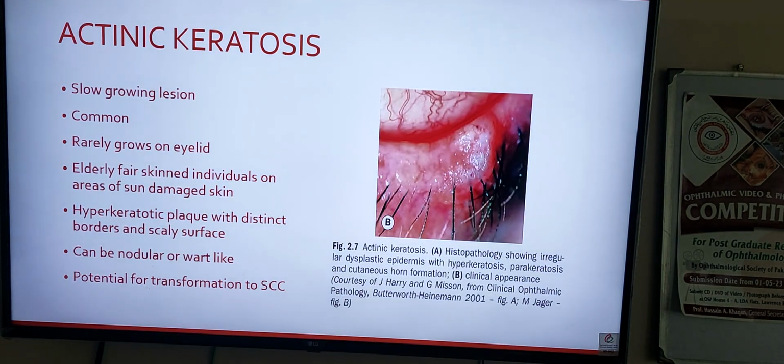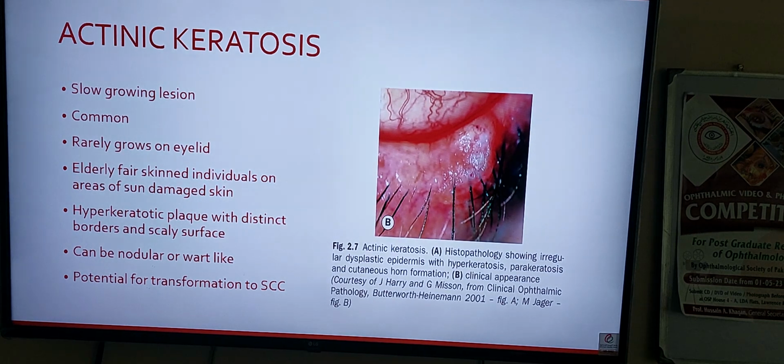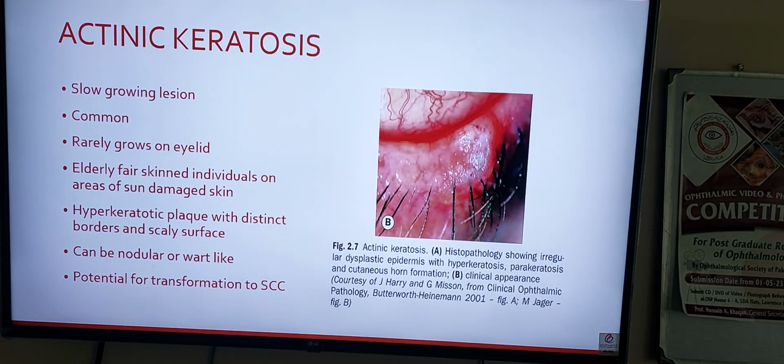Actinic keratosis is also a slow-growing lesion. It is common, but it rarely grows on the eyelid. It is mainly seen in elderly fair-skinned people on sun-exposed areas, which includes the palms of the hand and mainly the forehead. Hyperkeratotic plaques with distinct borders and a scaly surface are seen, and it can be nodular or wart-like. There is potential for transformation into squamous cell carcinoma.